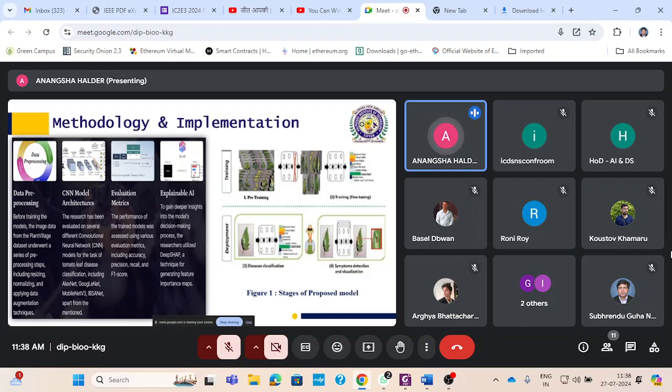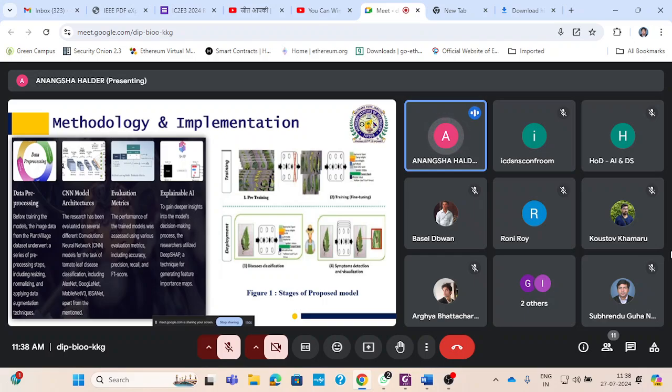Coming to the methodology and implementation, one notable thing I want to share is that we have used DeepSHAP to correctly identify if there are any specific spots and to actually detect the differences between each kind of spots of each individual disease type. DeepSHAP is a very notable part of our project.